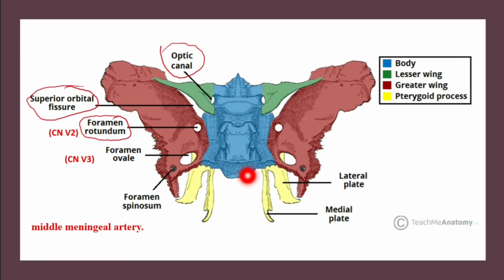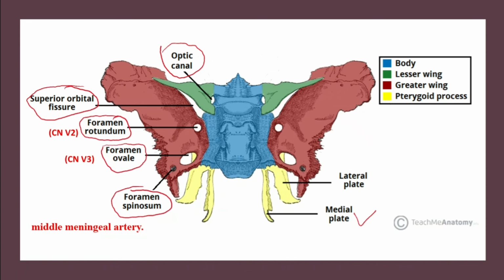Is called the maxillary nerve, right? Maxillary nerve. And next is foramen ovale. Foramen ovale, that's where the V3, the third branch of trigeminal nerve, the mandibular nerve, passes through. And then foramen spinosum. Foramen spinosum, that's where the middle meningeal artery passes through, right?